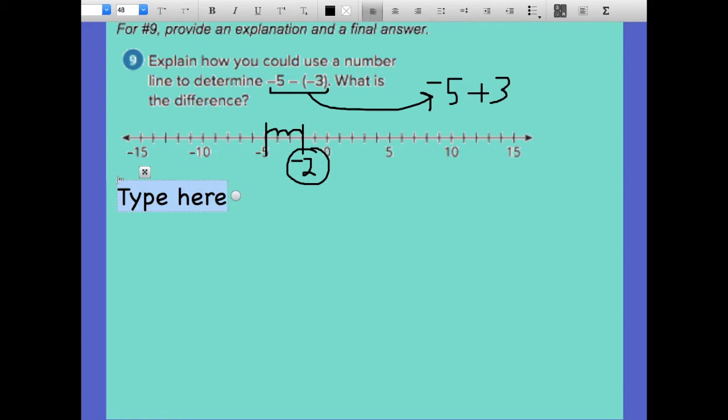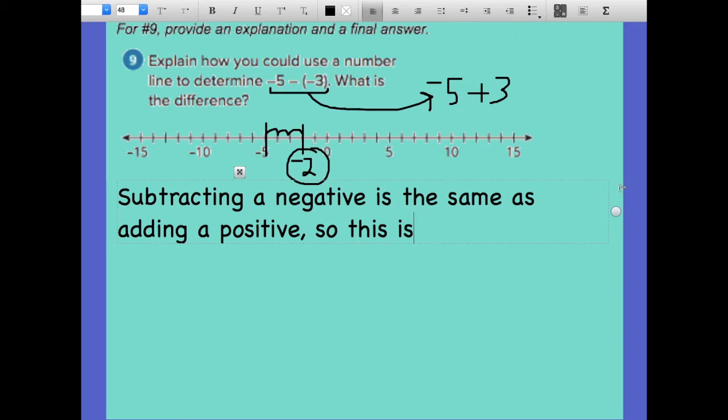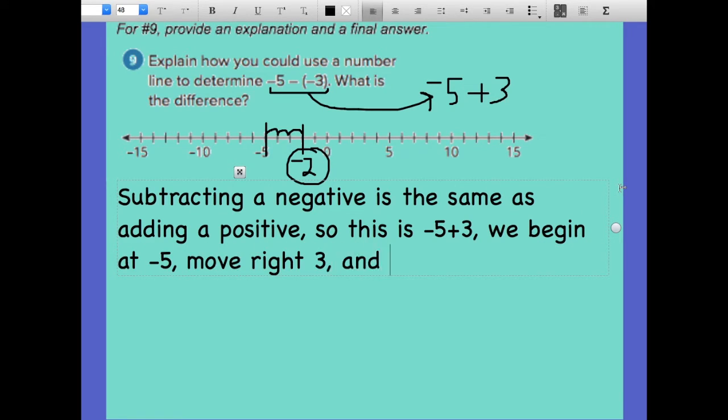And we can say subtracting a negative is the same as adding a positive. So this is negative 5 plus 3. We began at negative 5, move right 3, and end at negative 2. It might take a little bit to understand. It might take a little bit to write these answers, but take the extra couple minutes to do it, and you're really going to show that you've learned it well.